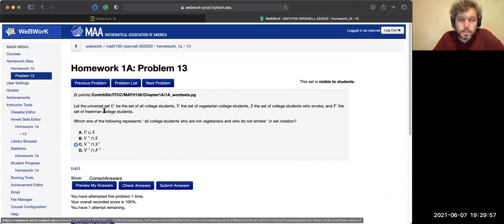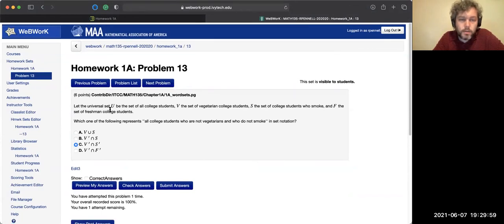I'll at least read it to you. This is problem 13 and 1A. Let the universal set be the set of college students. V be vegetarian college students. S be college students who smoke. And F be the set of freshman college students. Which one would represent the following? All college students who are not vegetarians and who do not smoke.